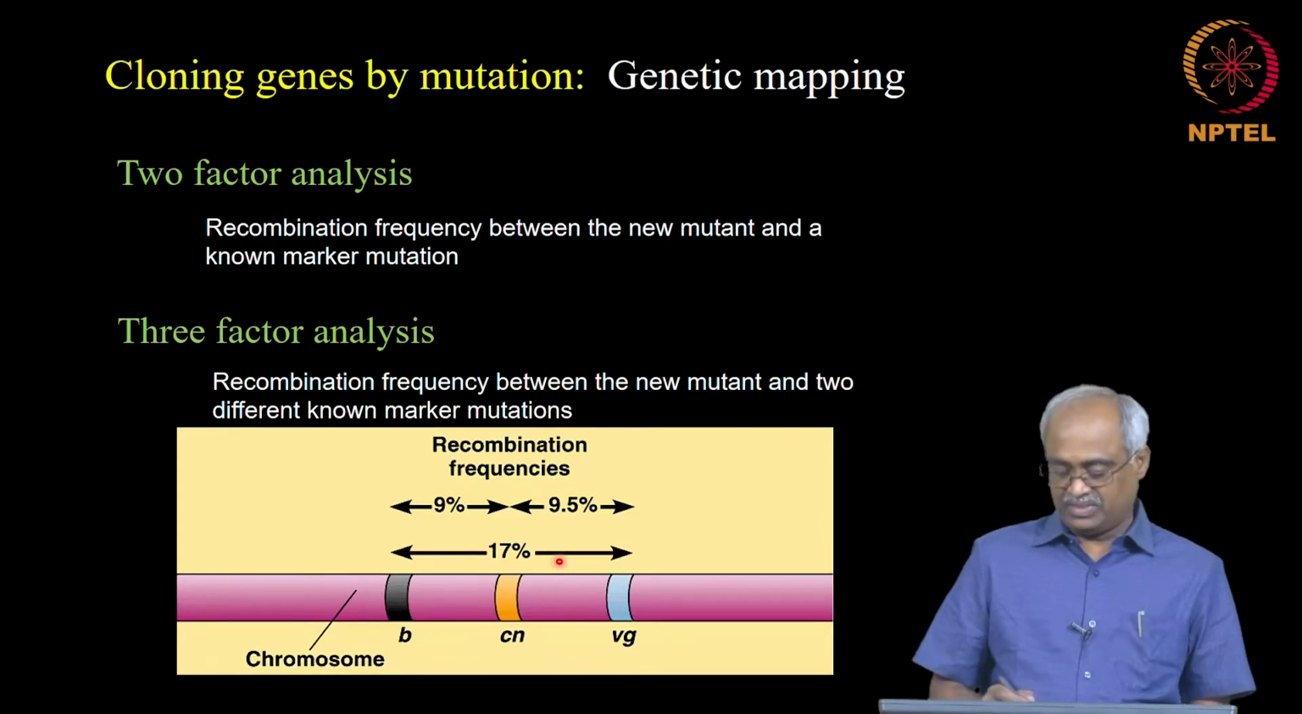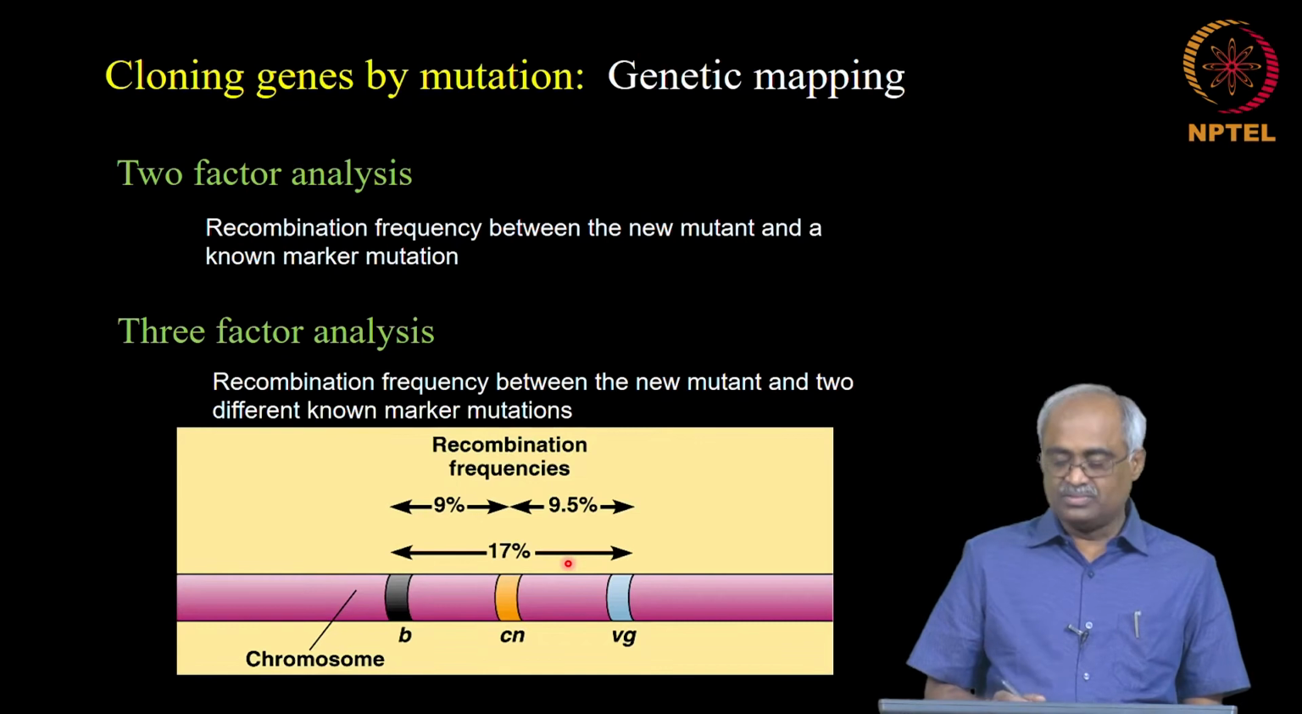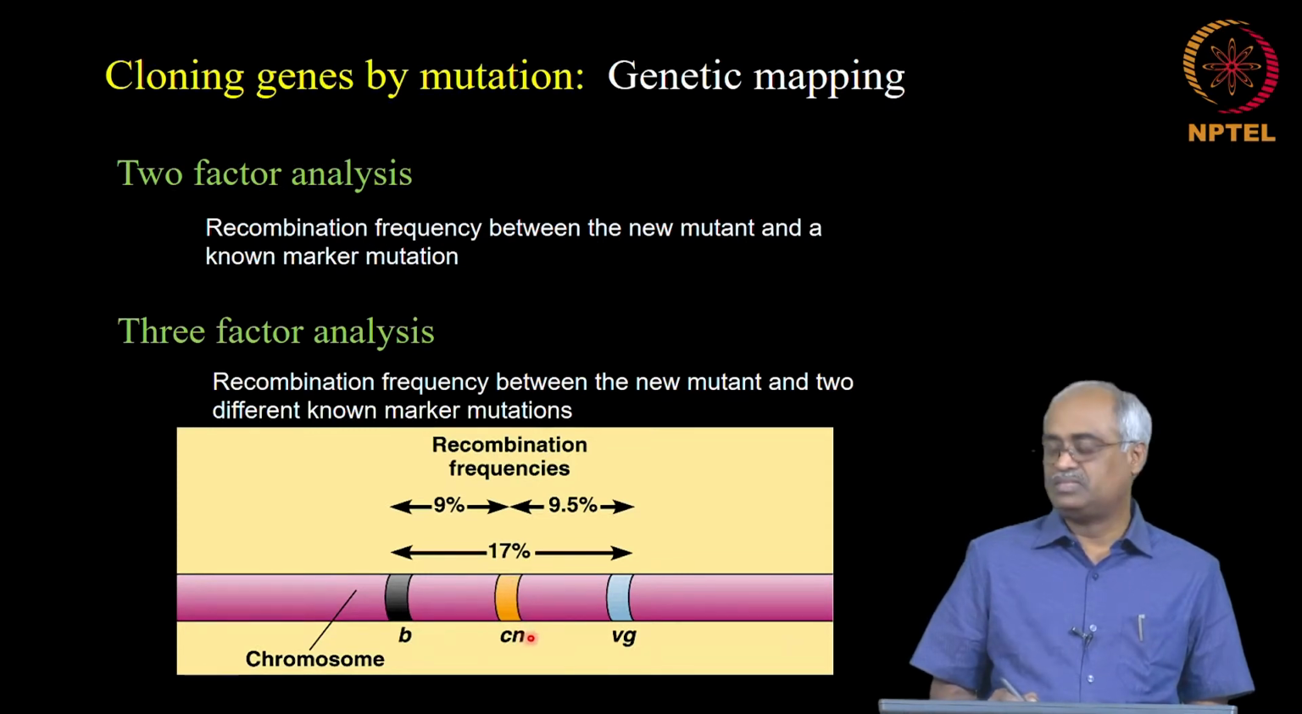Recombination frequency does not tell you on which side of a given reference point. So, it is 17%. Now, I take another known one, let us say this Cn, then I determine the recombination frequency with the black, then I find it is 9%. Now, this 9% could be either on the left or right. Now, you do a third one, the Cn and vestigial, and you find it is 9.5%. That tells you Cn is between the 2 and vestigial is on the right of black.